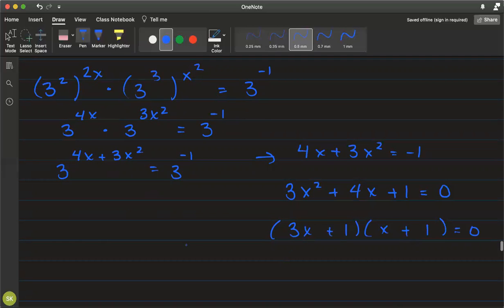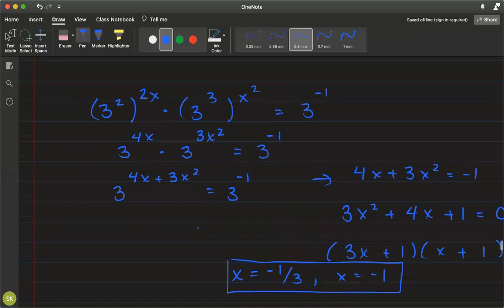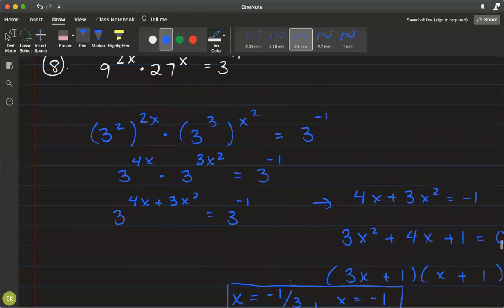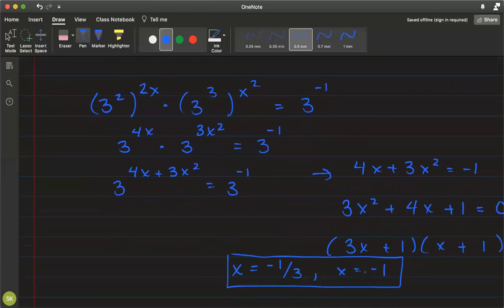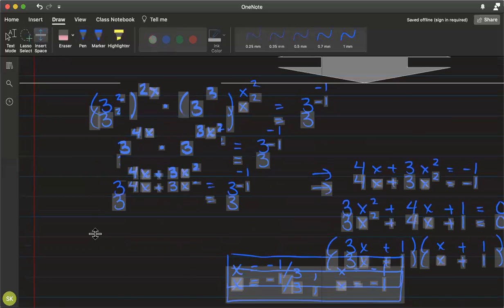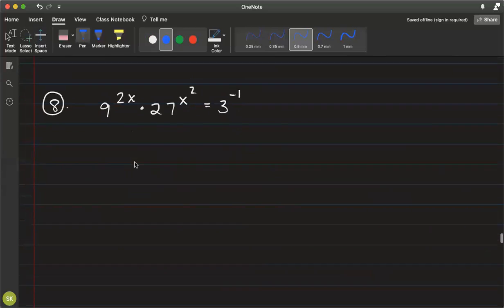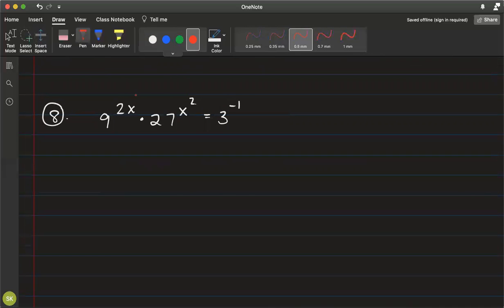If you set both pieces equal to 0, you'll get x is equal to -1/3 and also x is equal to -1. So you got two answers. So plug them in and double check. I think I'll check this one because I think this one will be easier to work with, and then you can check this one on your own. So let's see if -1 works. Okay, so x is equal to -1.